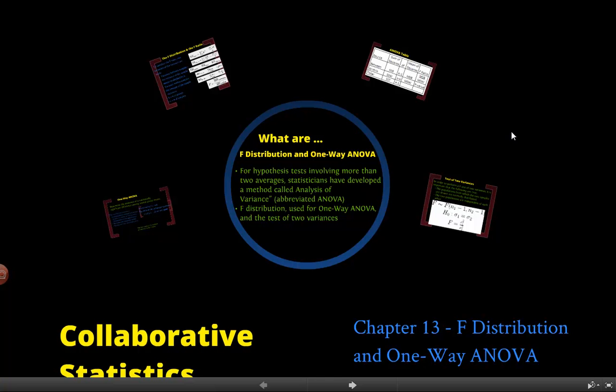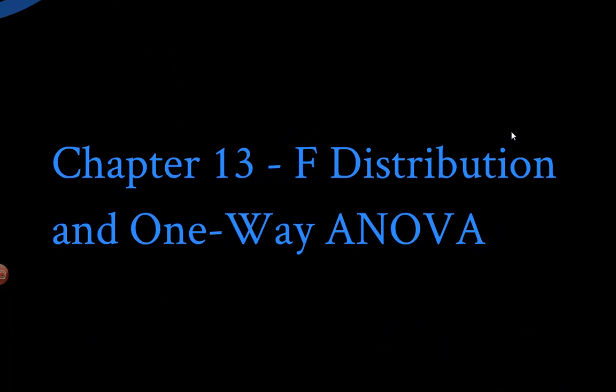Today we are on Chapter 13, which is the F distribution and the ANOVA tables, one way. You can do larger ones, but we're just going to look at the one-way ANOVA table for this book here.